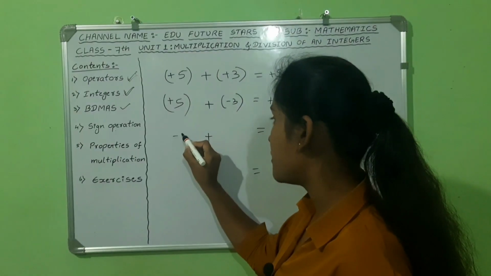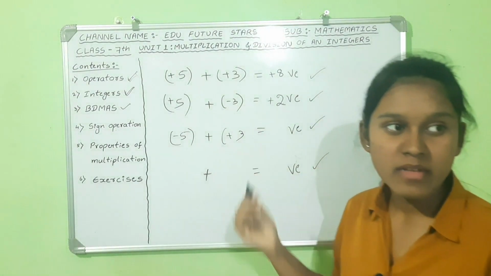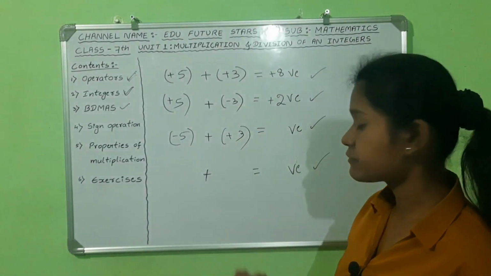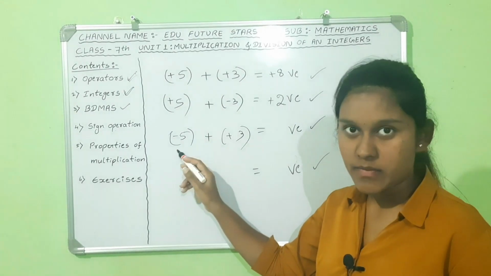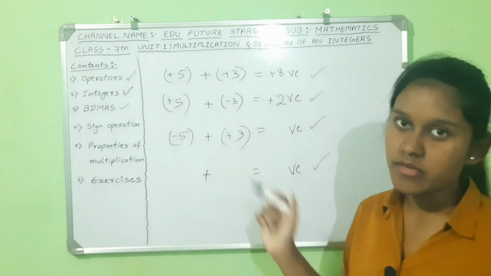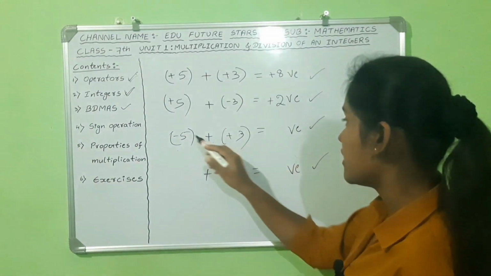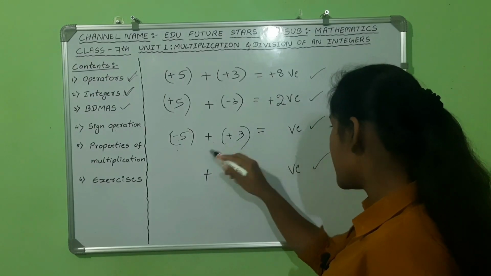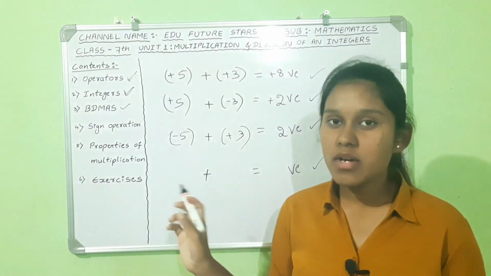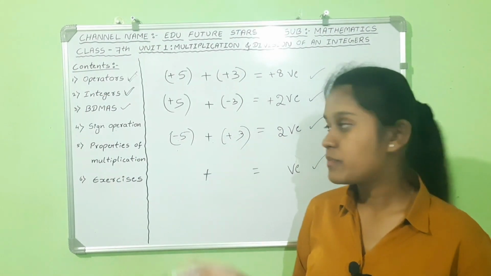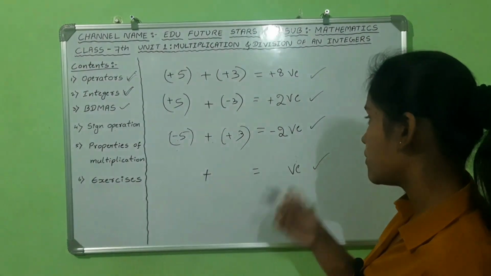Next case, here I am taking minus 5 plus 3. So now what is the result? I am taking minus 5 plus of plus 3. Here also we have to subtract it. Plus and minus is there, so we have to subtract. We will get 2 as the answer. But here, can you observe what the greatest number's sign is? Which is negative. So let's write negative over here. So this is negative 2.